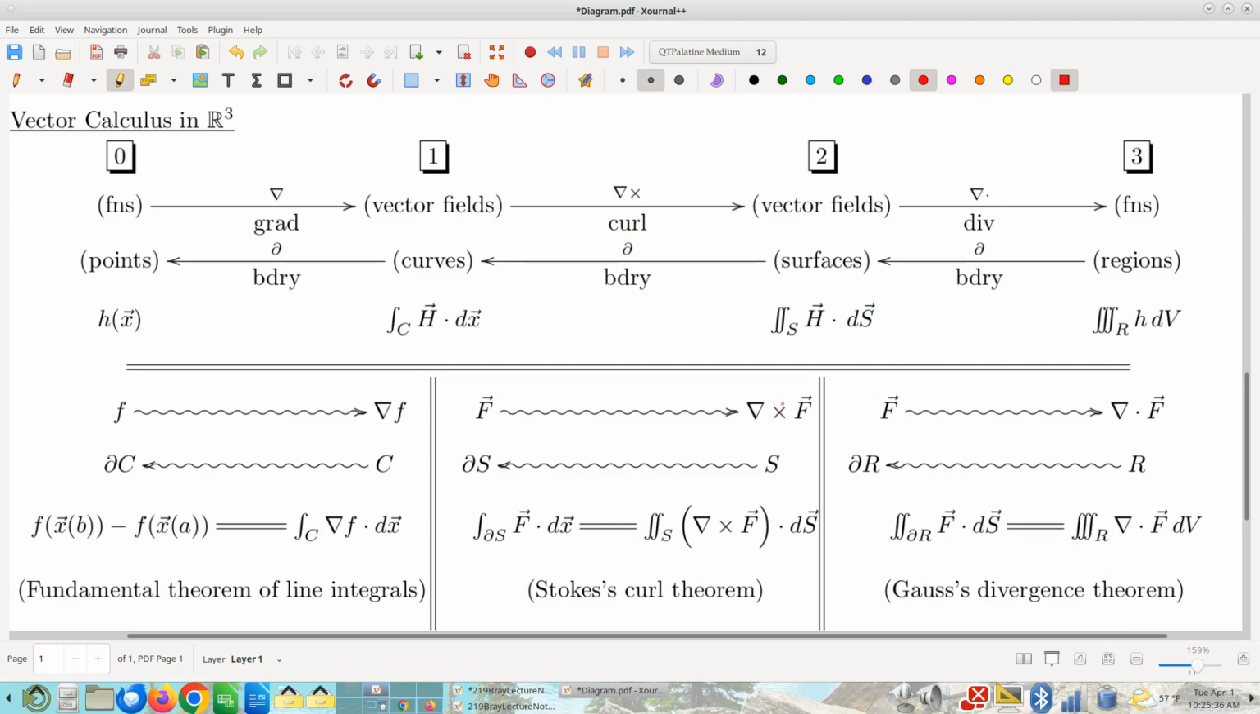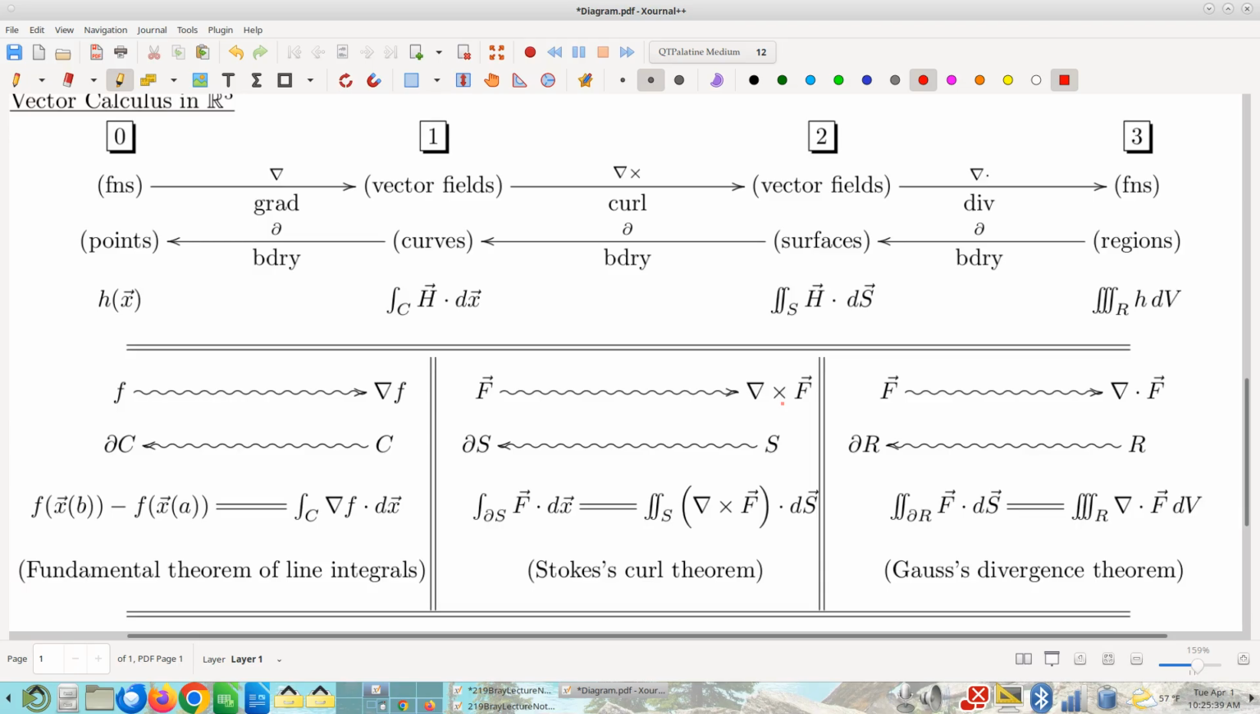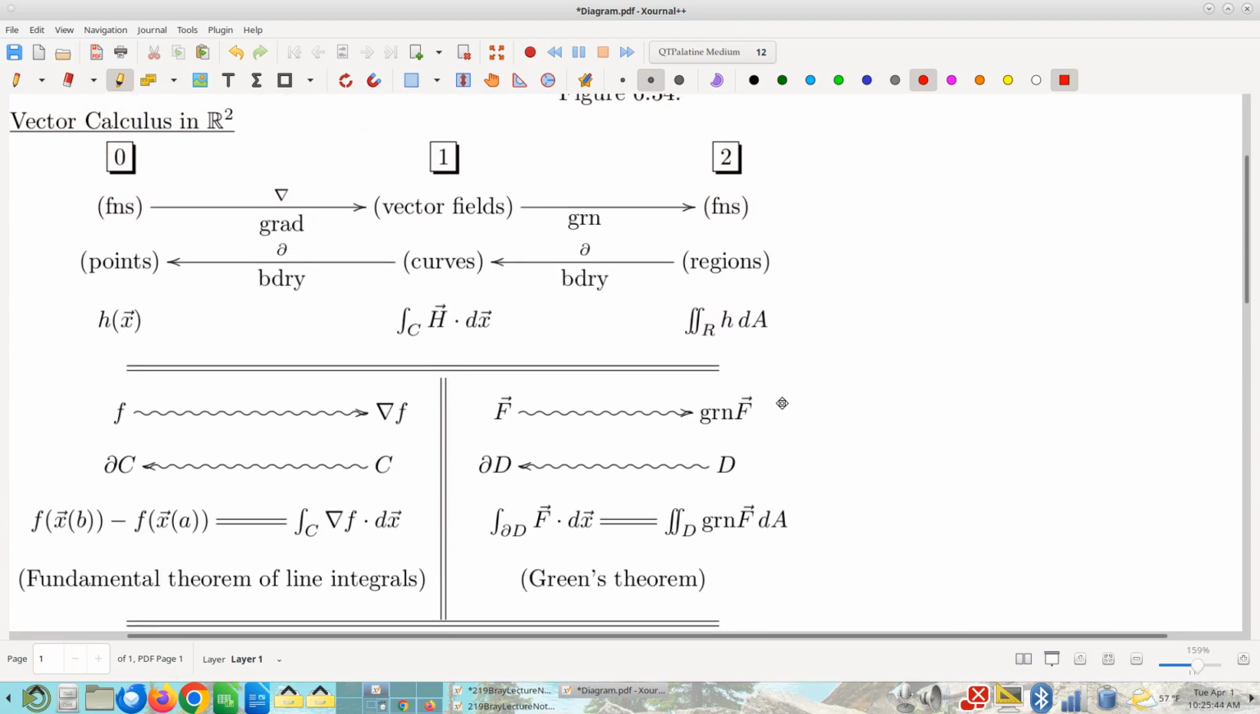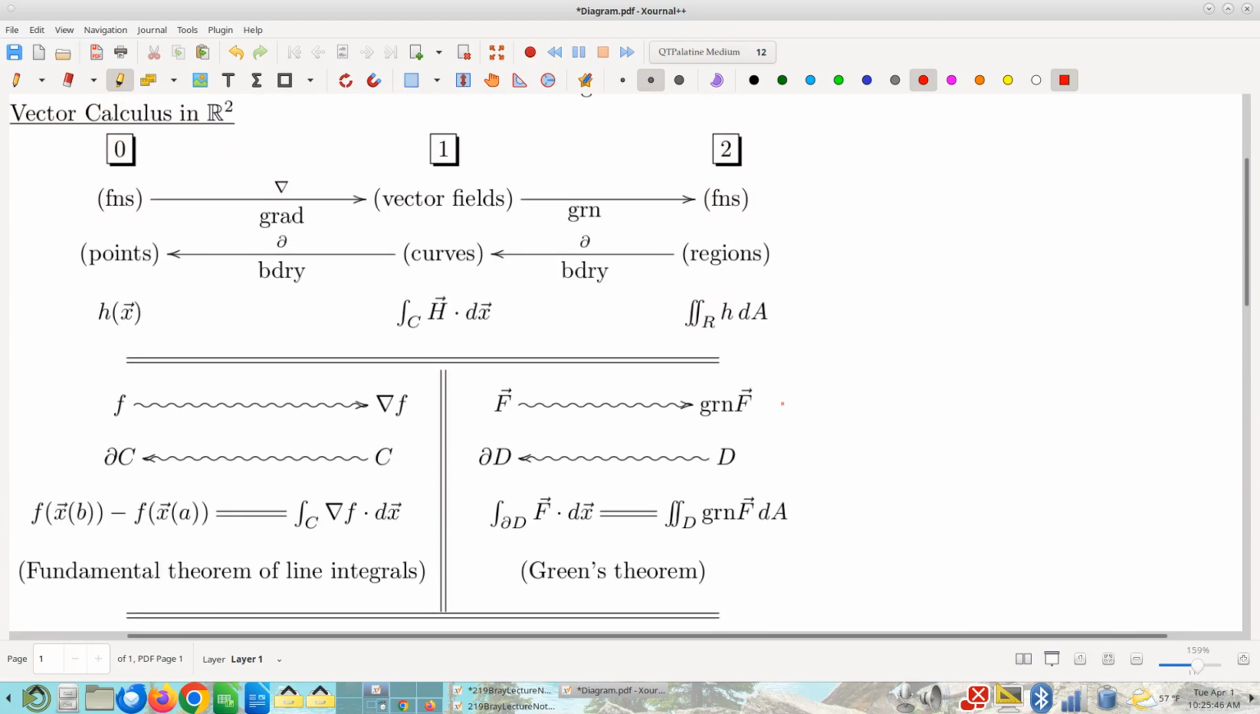So the big idea is that this diagram has just a ton of patterns in it. And why don't I come back up here to 2 dimensions first, because we already understand everything on this diagram. Here are a couple of patterns. First of all, let's talk about Green's theorem. Green's theorem says that if I have a vector field and I compute the curl, by the way, don't forget, GRN is one of my little notations. I'm in the process of phasing it out, right? But it's an alternative notation for curl that I kind of made up.